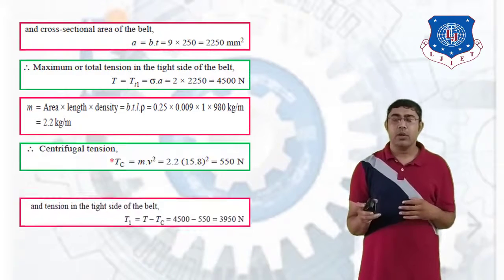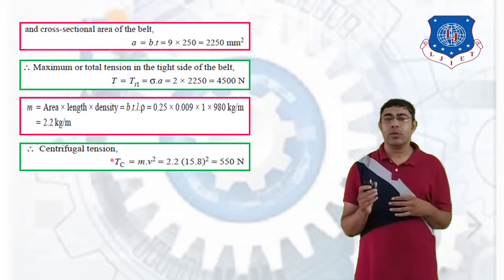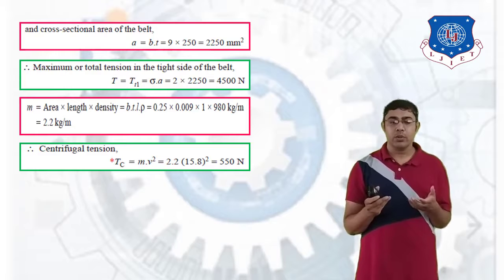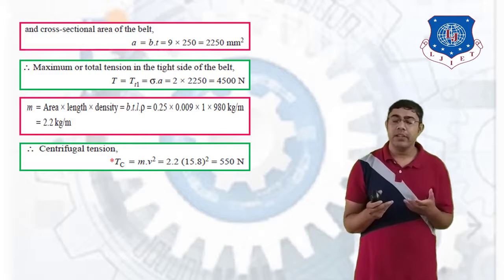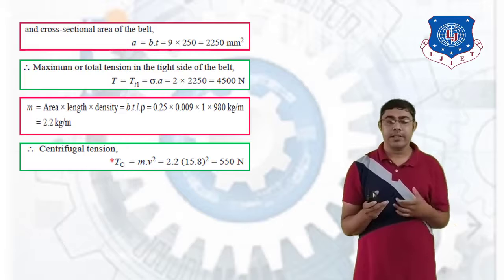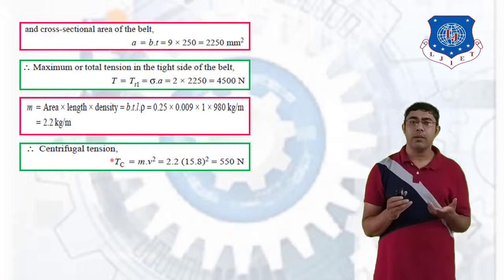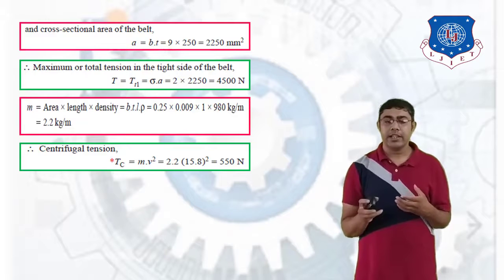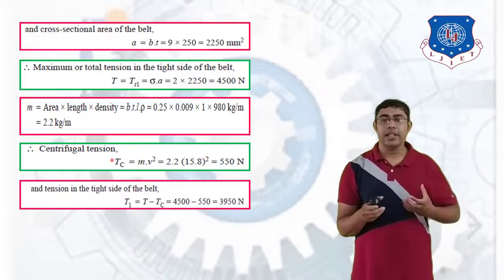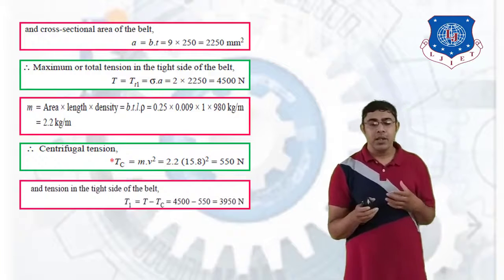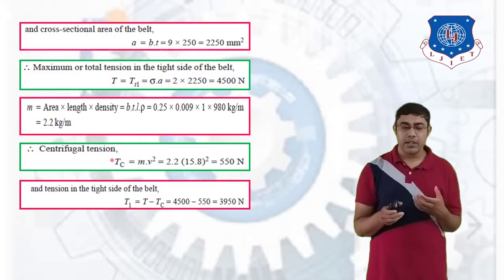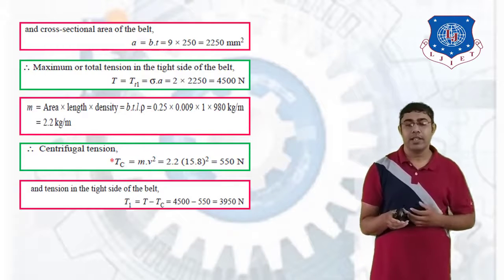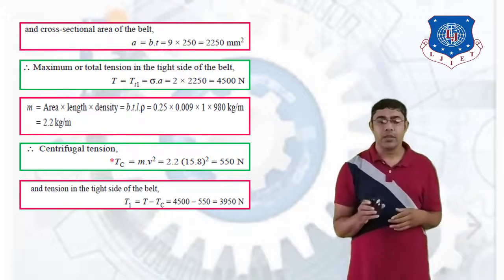Now we know the centrifugal tension Tc is equal to m v square. So we place the value of m 2.2 and v 15.8 meter per second. So we get the centrifugal tension Tc is equal to 550 newtons. Now we calculate T1 is equal to T minus Tc. So T is 4500 and Tc we calculated 550. So we get T1 is equal to 3950 newtons.